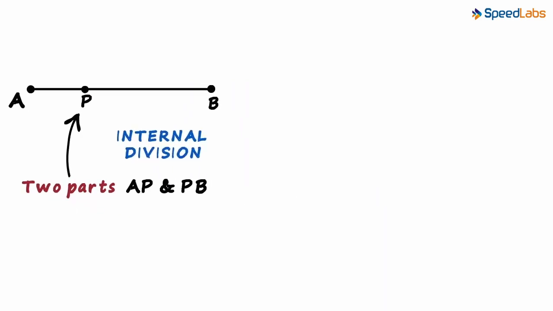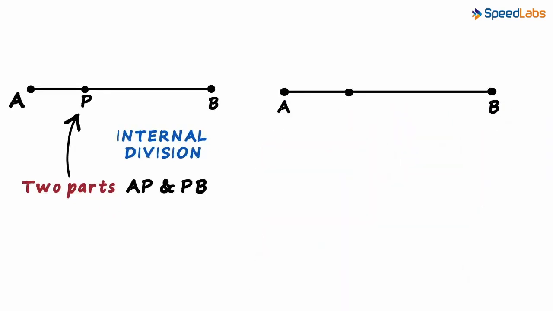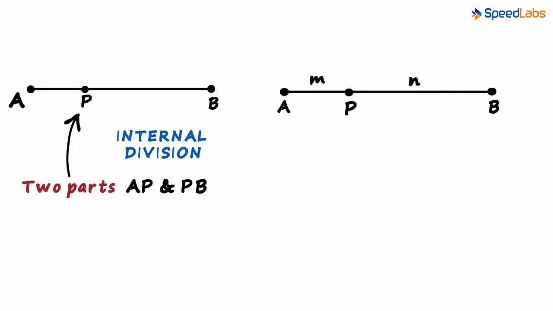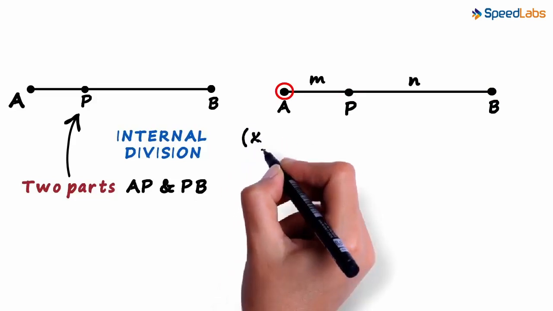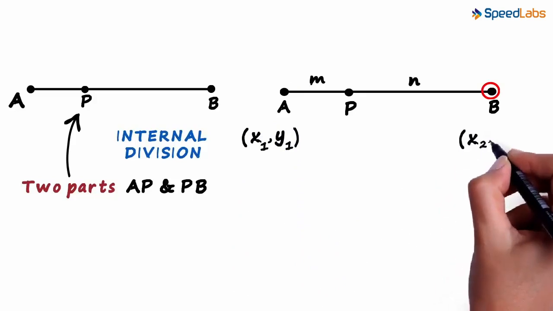Let me redraw the same diagram, but this time we look at a few more details. Let us assume that the point P divides the segment AB in the ratio m:n. If this segment is drawn on a graph paper, all points will have some coordinates. Let's assume that point A has coordinates x1, y1. x1 is the x coordinate and y1 is the y coordinate. And assume point B has coordinates x2, y2.